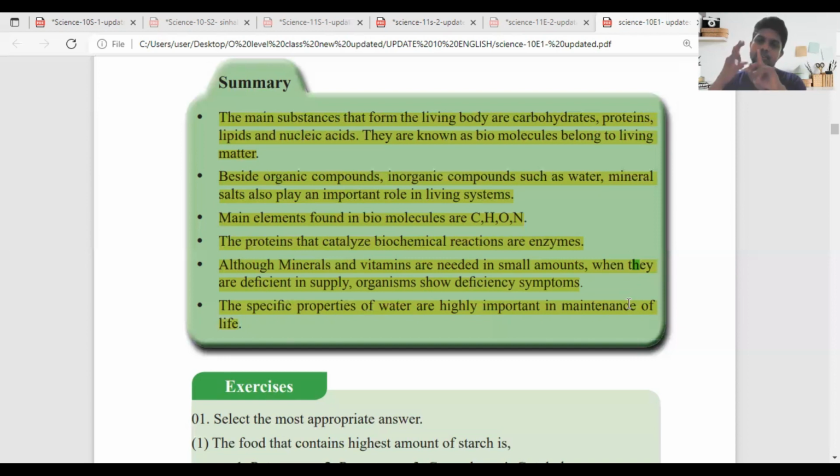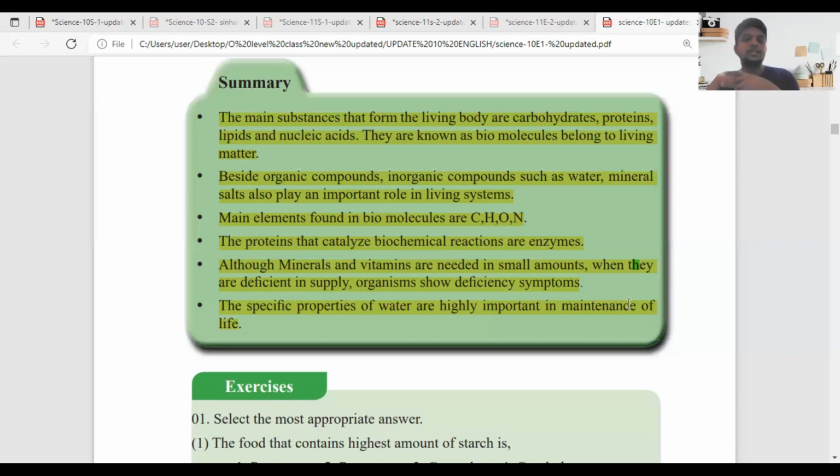Carbohydrate includes carbon, hydrogen, oxygen. Protein includes carbon, hydrogen, oxygen, nitrogen, and sometimes sulfur. Lipids include carbon, hydrogen, oxygen, but the difference between carbohydrates and lipids is that lipids have a lesser amount of oxygen than carbohydrates. Nucleic acid has carbon, hydrogen, oxygen, nitrogen, and phosphorus. There are 5 essential elements.